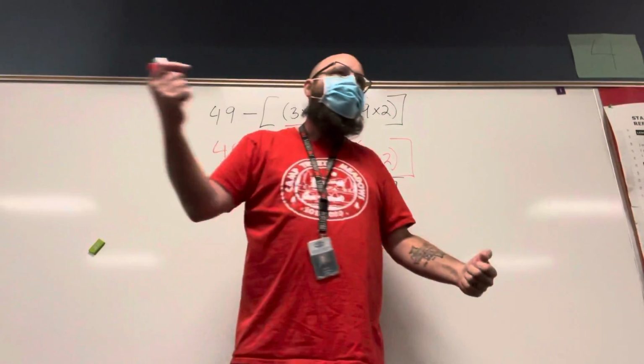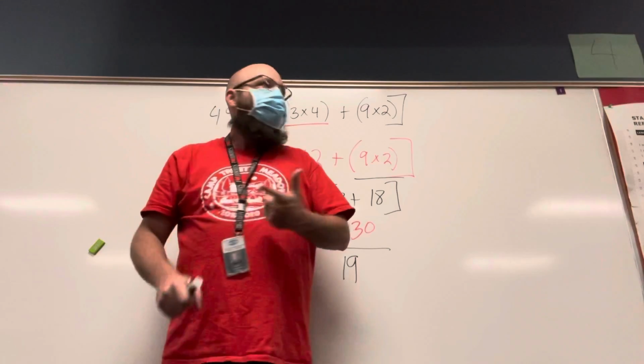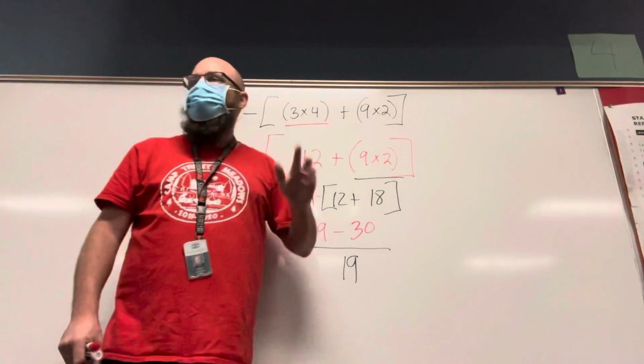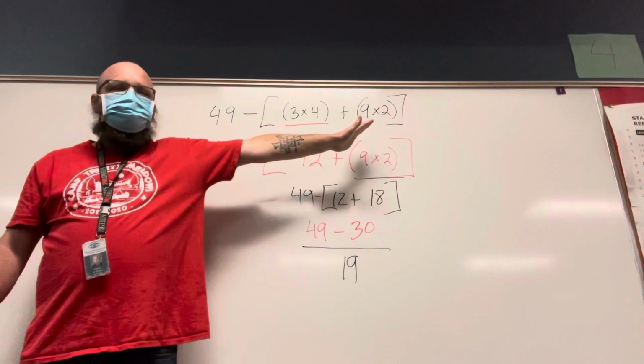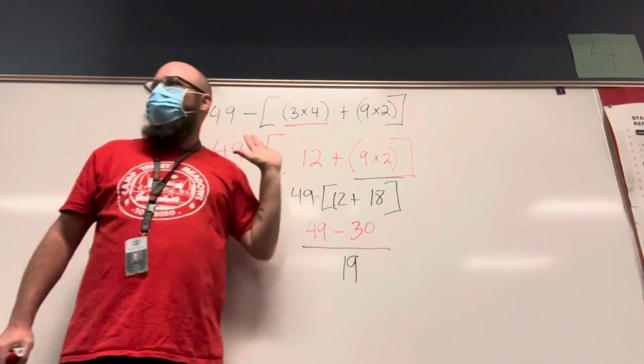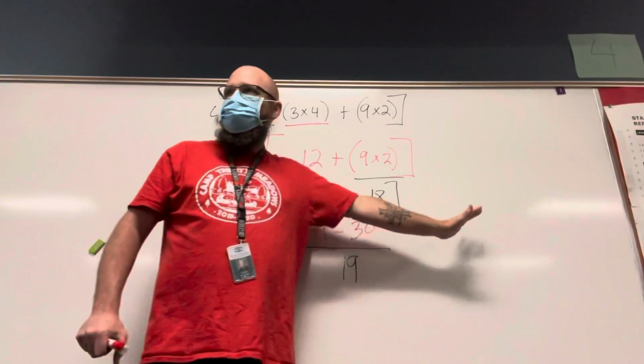We eliminate one operation at a time. Like this, we had 2 sets of parentheses. We worked from left to right. If I had 2 multiplications, I'd move from left to right. If I had a division, then a multiplication, I'd still work from left to right. Do the division first.